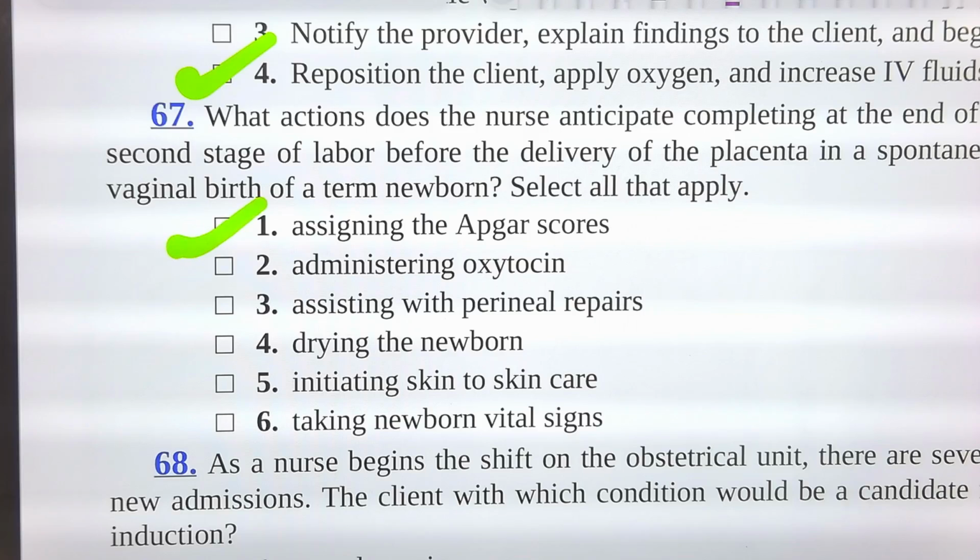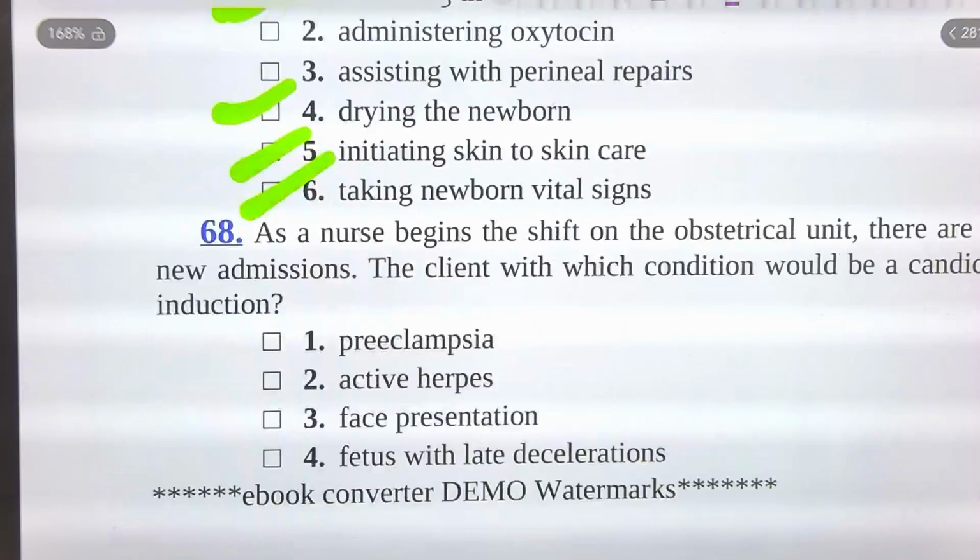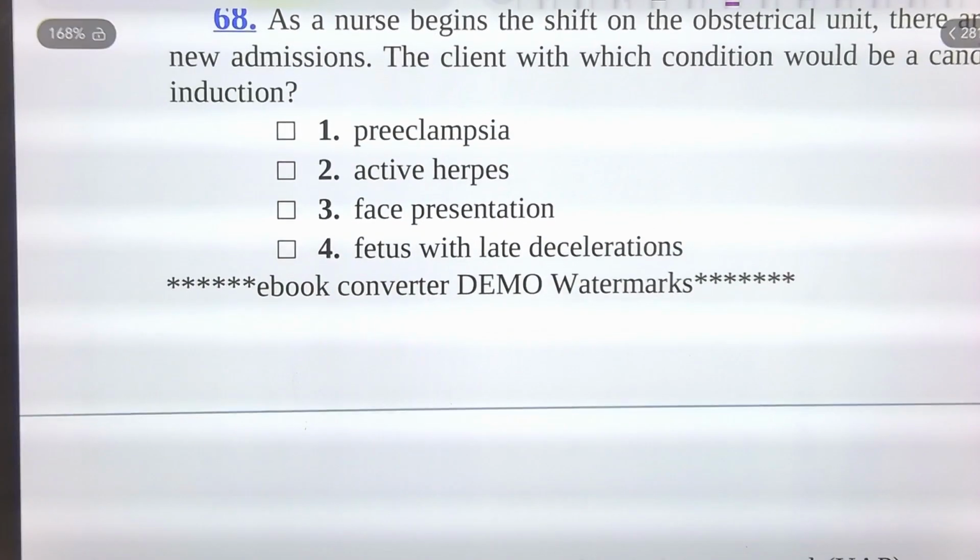Answer number 1 will be the correct, assessing the APGAR scores. Then 4 will be the correct, drying the newborn. 5th and 6th will be the correct answer. Initiating skin to skin care, taking newborn vital signs. Now let's read the next one.